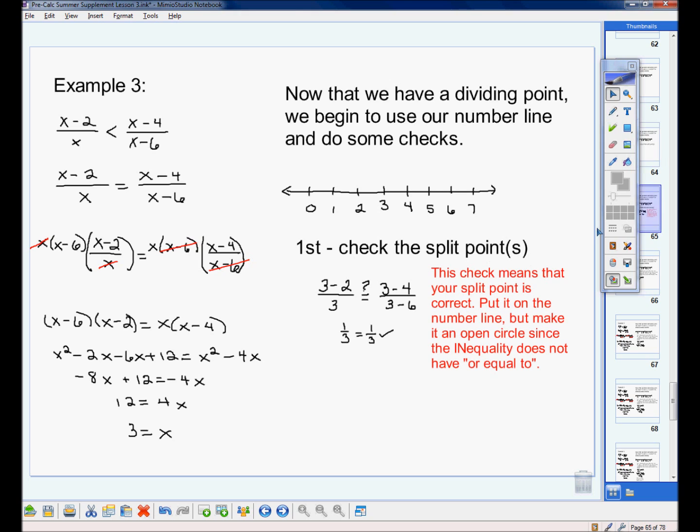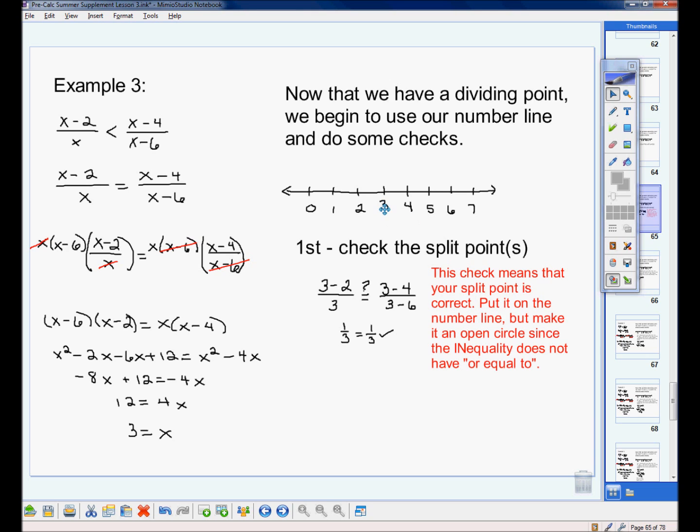So we plug it in to the original equation, 3 minus 2 over 3, 3 minus 4 over 3 minus 6. They both do give you 1/3 when you're done, so your split point's correct.